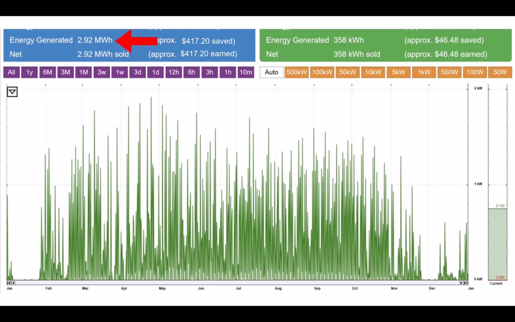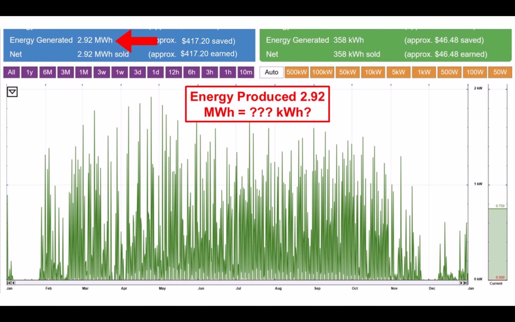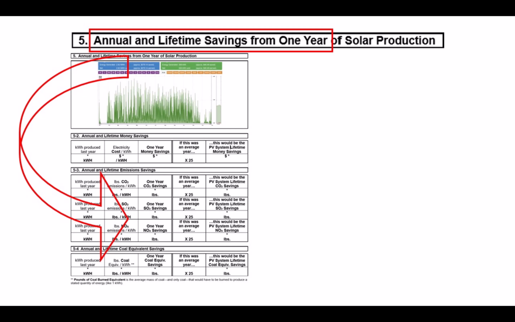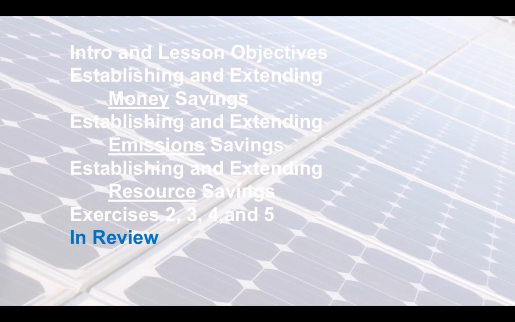Take note of the energy generated number. Like on this graph, it's probably given in units of megawatt hours, MWH. To complete this exercise properly, it must be converted to the unit we've been using all along, the familiar kilowatt hour, kWh. Determine how to do this correctly, then post it into exercise 5 and complete the remainder of the exercise in much the same way as the others. You've now learned how to perform all of the exercises for this lesson. Here's Lesson 4 in review.